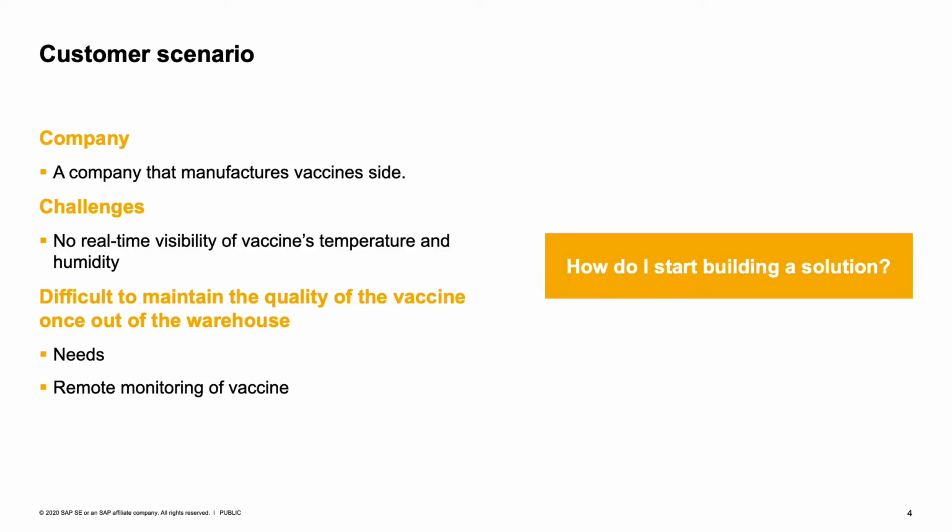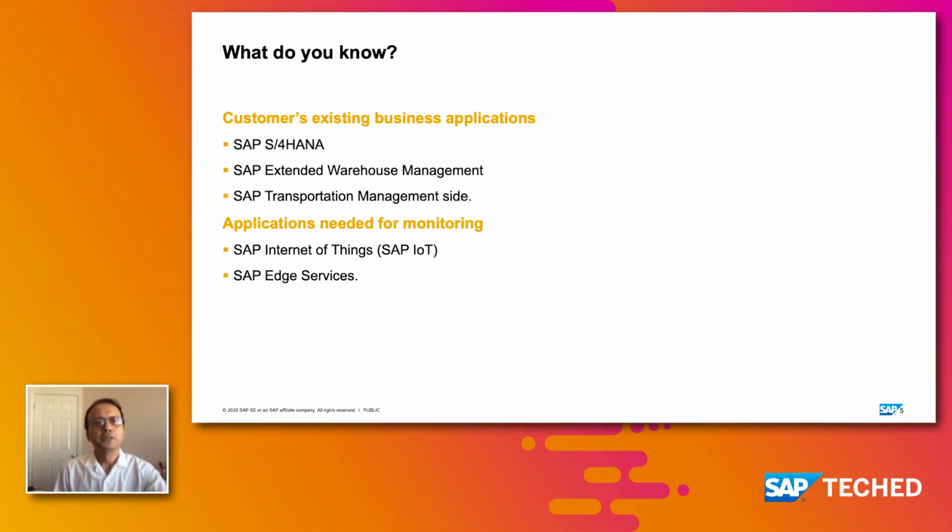So how do I start to build a solution? That's always the question that comes up. What more do I, as a developer or as an implementation engineer, need to know about the customer's environment? The next step for a developer is to start talking to the customer and find out what kind of solutions they have. Do they have S/4HANA? Do they have SAP Extended Warehouse Management or Transportation Management?